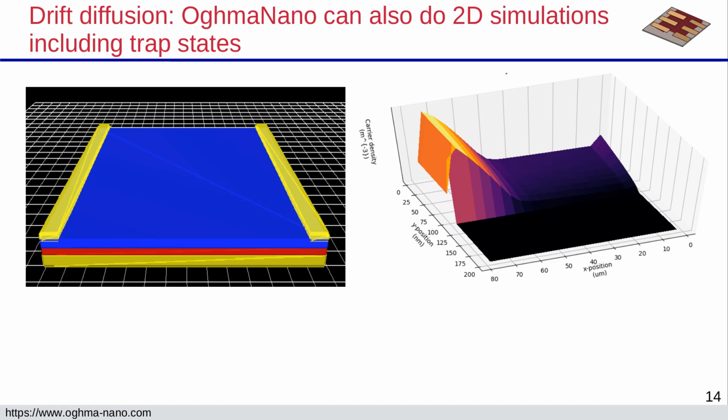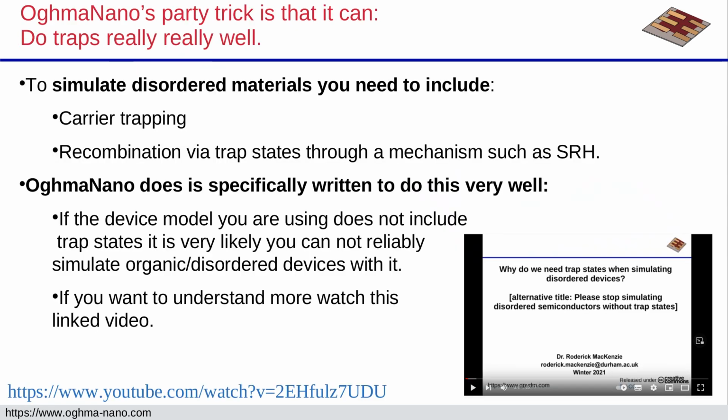So you can also do this in the model. You can do it in 2D, so you can look at OFETs and stuff. So you can look at carrier trapping, detrapping and stuff in 2D. Now, just to polish off this thing, because effectively OghmaNano's party trick is it can do trapping, detrapping really, really well, and carrier dynamics. All I would say is that if you're thinking of modelling these devices, make sure your device model has such a model in it.